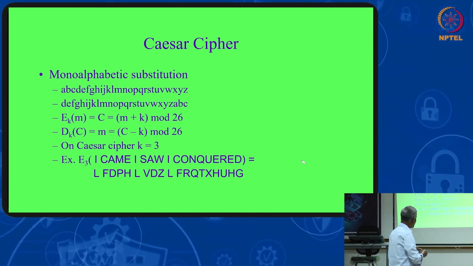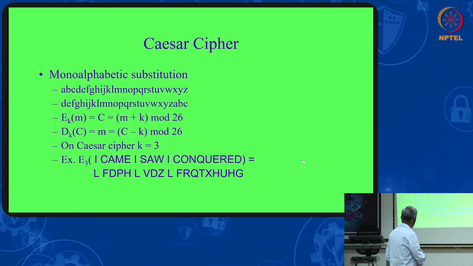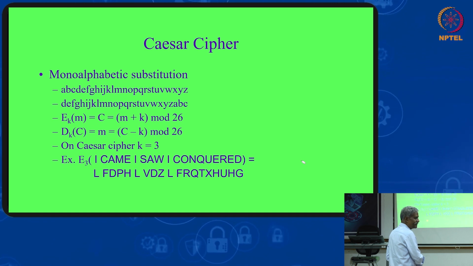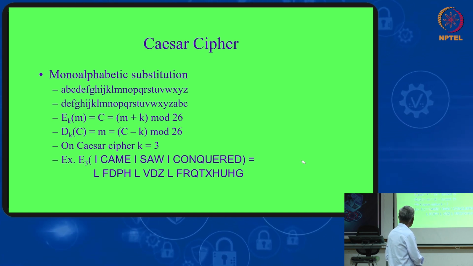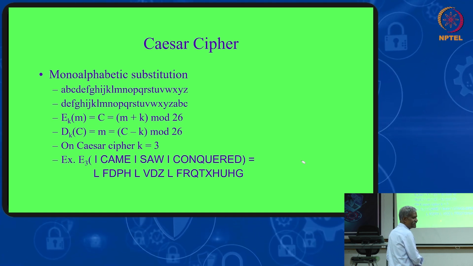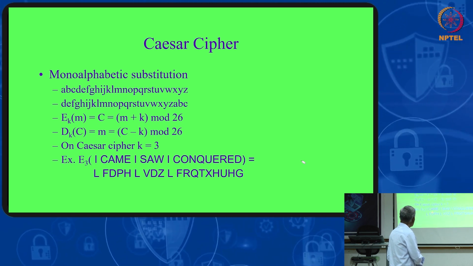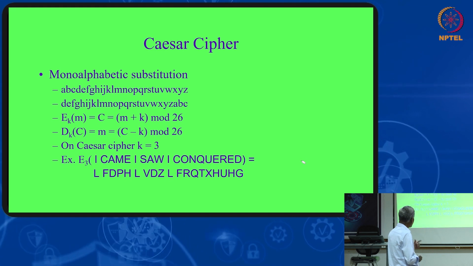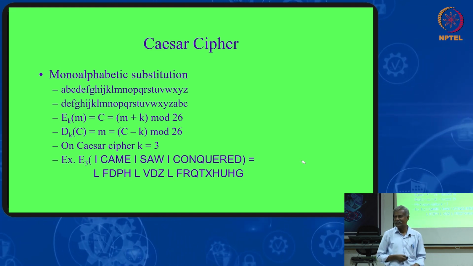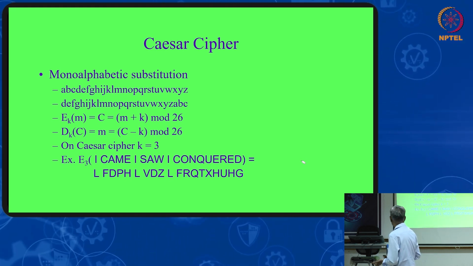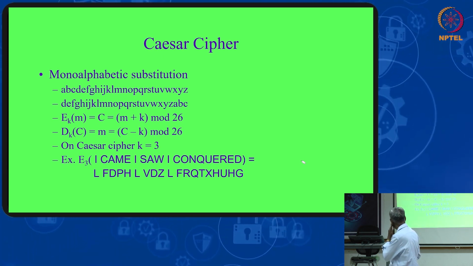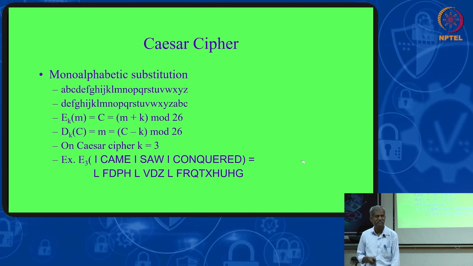So when he was sending secretly, it was converted like this. I, after J K, it is L, plus 3. Similarly, C, after D E, it is F. A, after B C, it is D. So, "I came, I saw, I conquered" is encrypted to "L FDPH, L VDZ", like that it is converted.